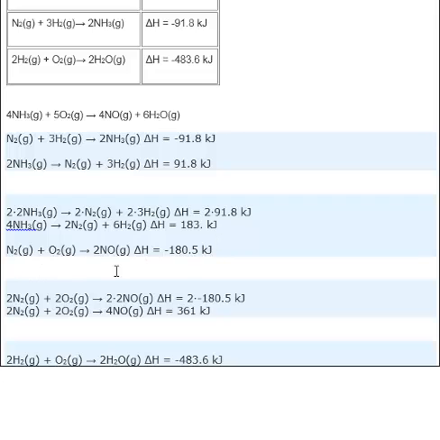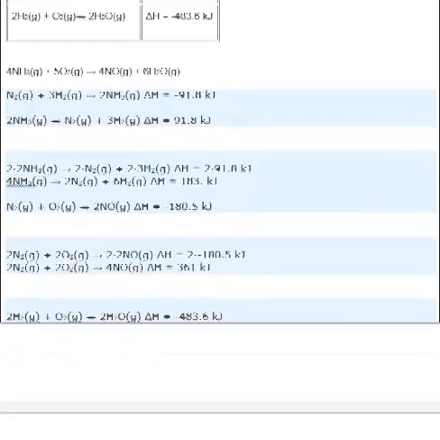N2 gas plus O2 gas goes to 2 NO gas, delta H equals negative 180.5 kilojoules. 2 N2 gas plus 2 O2 gas goes to 2 times 2 NO gas, delta H equals 2 times negative 180.5 kilojoules. 2 N2 gas plus 2 O2 gas goes to 4 NO gas, delta H equals 361 kilojoules.